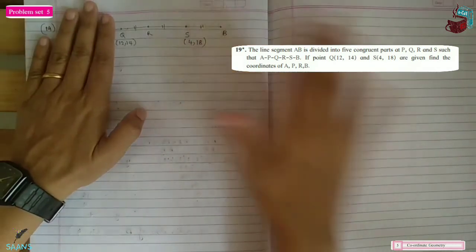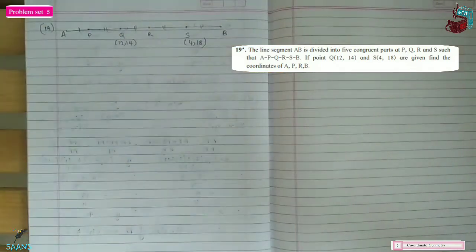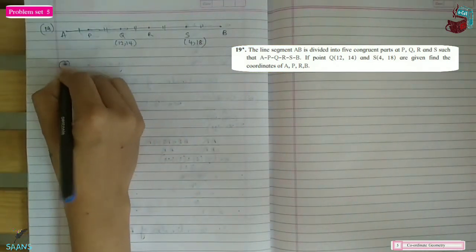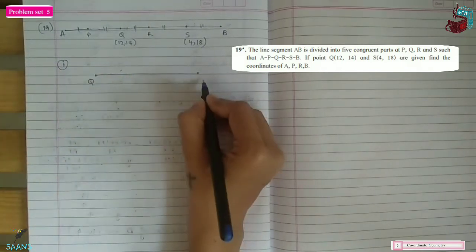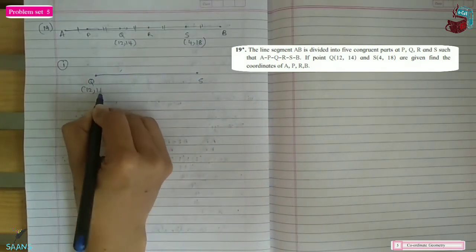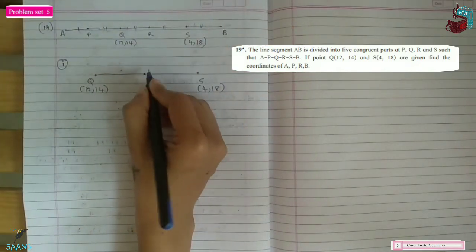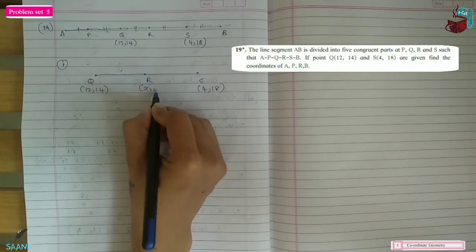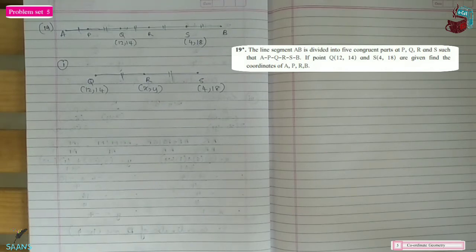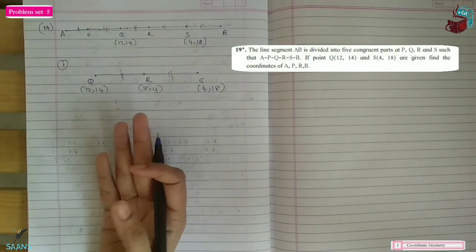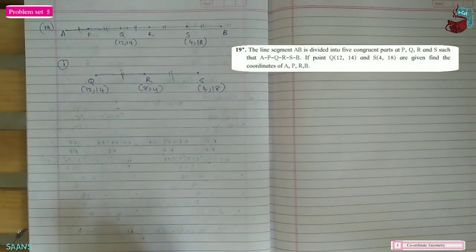So forget everything else. Suppose it was only line QS. Let's just imagine it. I know Q and S, so I remove everything else, and I don't know R. Suppose I take it as (x, y). And what are they telling? These two parts are equal. So it's easy now. You have to directly apply the midpoint formula. Since the keyword is congruent, you should not get scared.